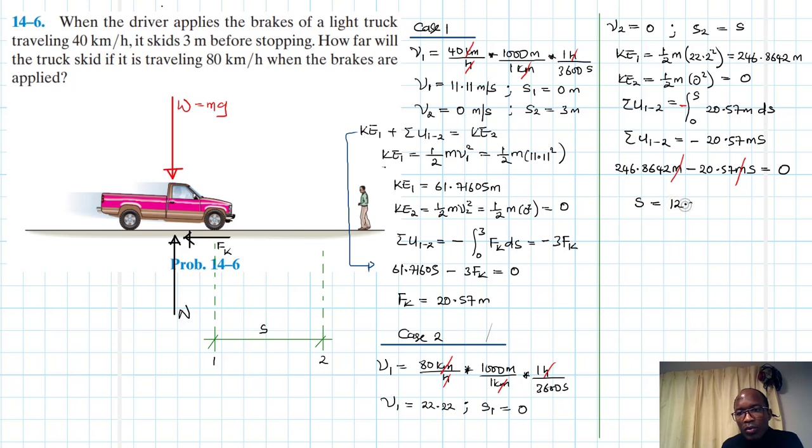12.00. Therefore S2 is equal to 12.00 meters. I think this is about it. We have found the magnitude of the slipping distance when the truck is traveling at 80 kilometers per hour.